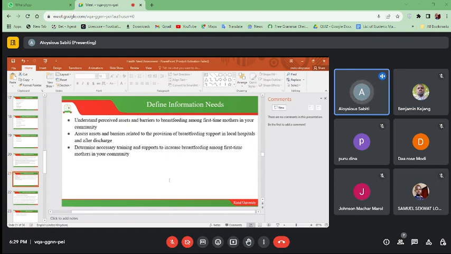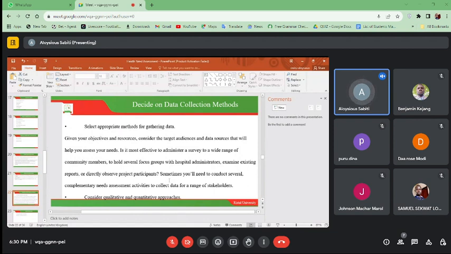You need to determine the necessary training and supports to increase breastfeeding among first-time mothers in your community. So when you set these objectives, you will be able to understand the type of assessment that you intend to have. Then the other step is to decide on the data collection method.